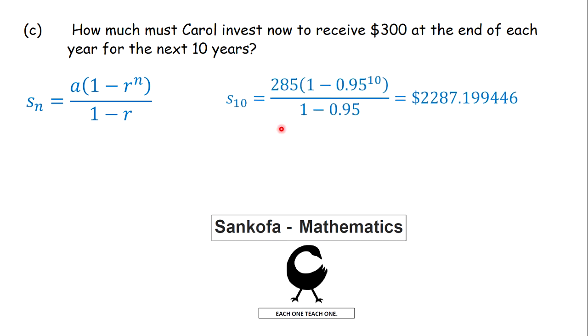But what I said for this particular question, you just substitute your answer you got in part B, and then you get $2,287 and about 20 cents there. Right. So this can be answered, but are you understanding this statement? How much must Carol invest now to receive 300 at the end of each year for the next 10 years? Basically, it asks you what will the sum of all of those terms add up to. So I've done it just to break it down for you.